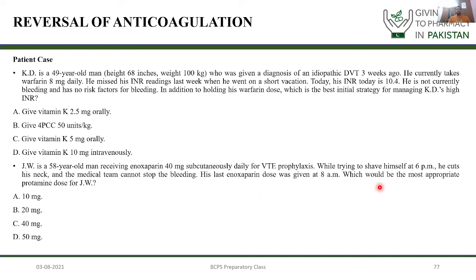But the patient used the enoxaparin at 8 a.m. in the morning and the patient has a cut at 6 p.m. So it means at 10 hours after the last dose. In that case, more than 8 hours have passed. If more than 8 hours have passed, we use half the dose of the protamine to neutralize the enoxaparin. Like here we use 0.5 milligram of protamine to neutralize 1 milligram of enoxaparin. So instead of using 40 milligram of protamine, we use 20 milligram of protamine. So answer B is correct for this patient.